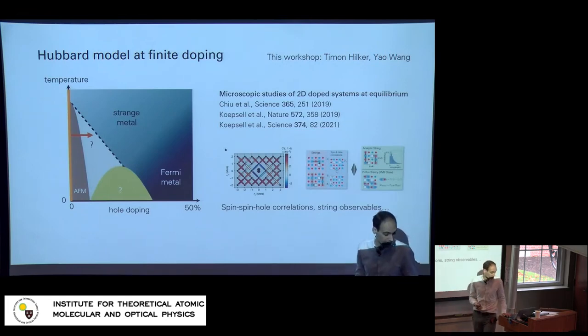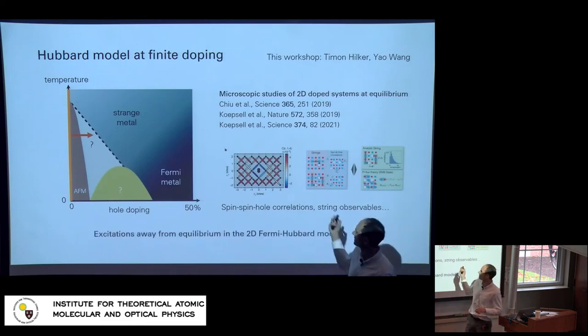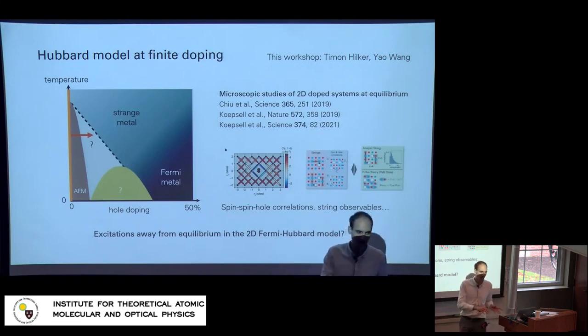But what I would like to emphasize here is that all these measurements made in the 2D Fermi-Hubbard model are at equilibrium. And of course, if you want to relate these measurements to condensed matter experiments, you might also want to look at excitations, which are easily probed via spectroscopy or transport.